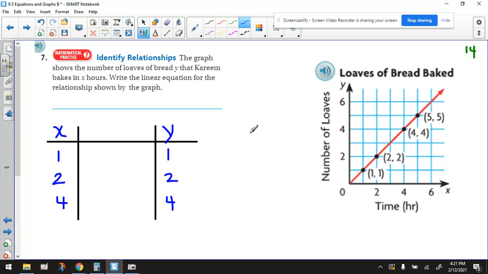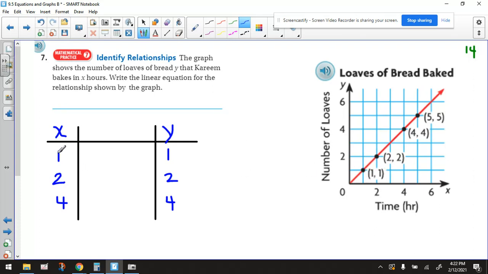Next slide, number 7 from your Go Math book, or slide number 14 on your Jamboard. It says, the graph shows the number of loaves of bread, y, that Kareem bakes in x hours. Write the linear equation for the relationship shown by the graph. So they give us a little blue space to put the linear equation. So again, if we plug in numbers here, it's been started for you.